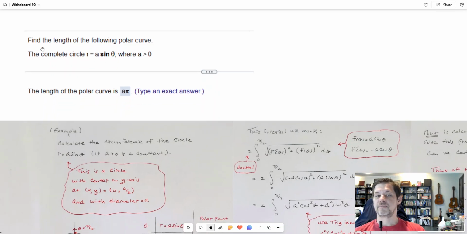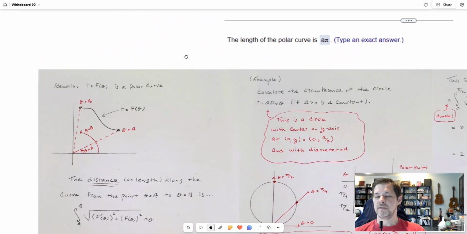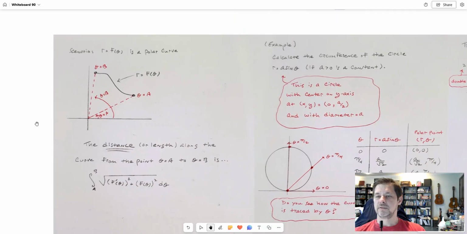It says this: find the length of the following polar curve. I'm given a curve in polar coordinates that involves r and theta, and I want to know some distance. It says length. So let me tell you how that scenario is going to look in general. We've got some curve in polar coordinates. It'll involve r and theta because that's what polar coordinates are. Let's say this curve looks like this. It just goes through two-dimensional space like that.